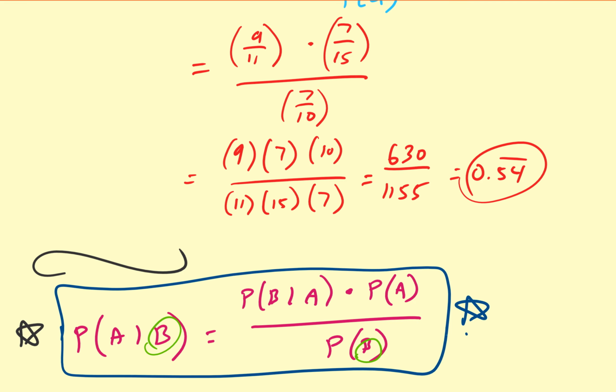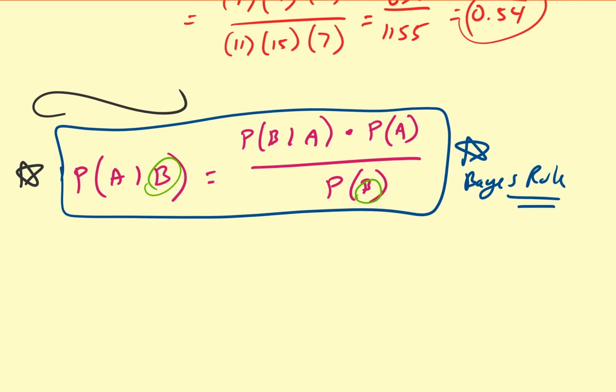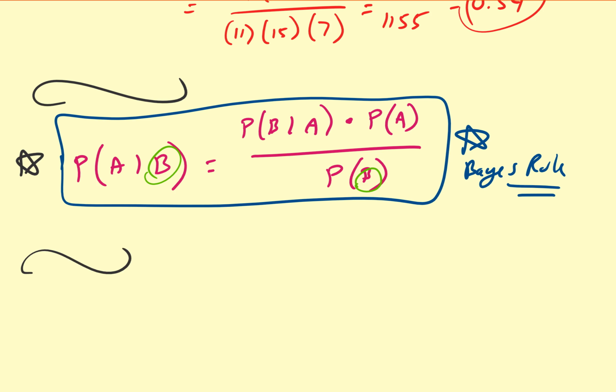So this is what we call Bayes' rule. All right, so let's do another example of Bayes' rule to sort of demonstrate this idea.